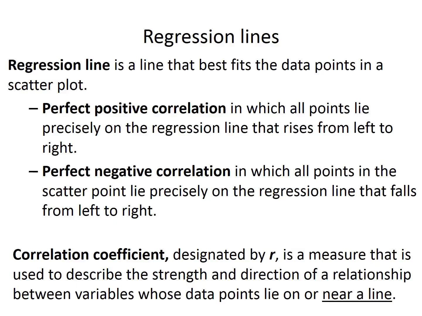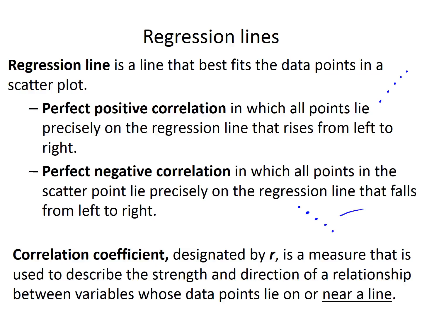A regression line is a line that best fits the data points in a scatter plot. Perfect positive correlation is where all points lie precisely on the regression line. Perfect correlation means the points are exactly on a straight line. Negative perfect correlation, negative meaning negative slope, right? Going descending from left to right, all points fall precisely on a line that has perfect negative correlation.